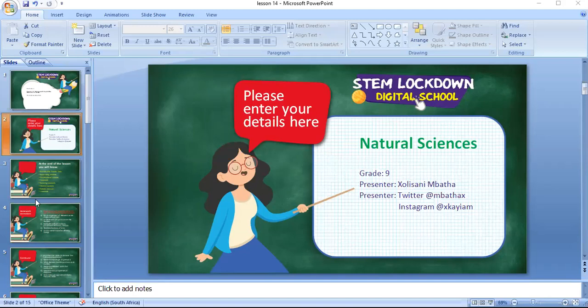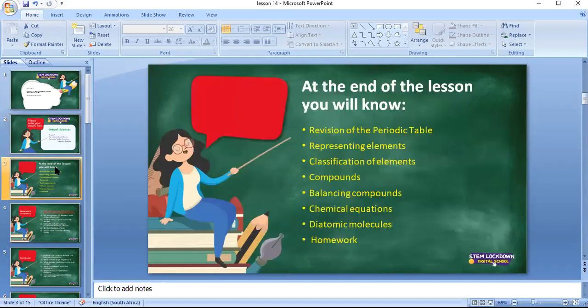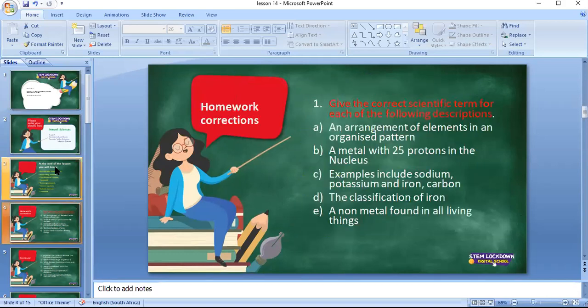By the end of this lesson, grade nines, you'll know the following: revision of the periodic table, representing elements, classification of elements, compounds, balancing compounds, chemical equations, diatomic molecules. And yesterday's homework corrections. Who do I have to work with me?